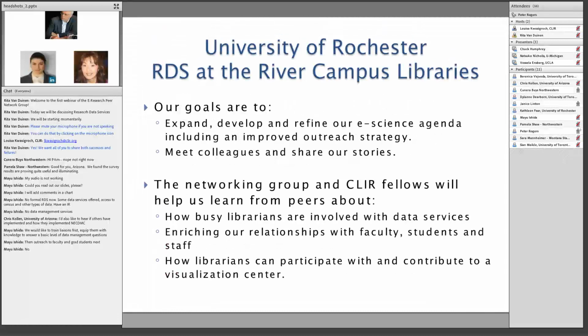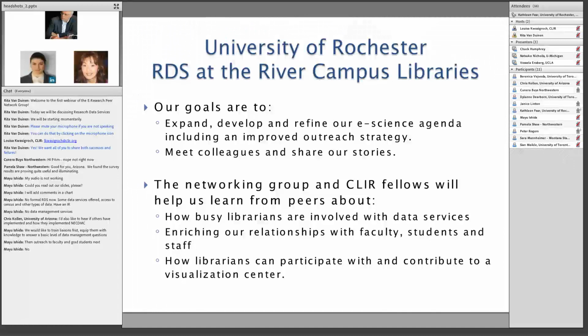So our goals with respect to this program are to expand, develop, and refine our eScience agenda. It's been a really useful tool so far, and we're looking to build on it and continue to move on. One thing that we're especially looking at doing is improving our outreach strategy, figuring out how to reach the right people at the right time to get them the services that they need. And we're excited for this group to meet all you guys and share our stories and hear from you what your successes have been.